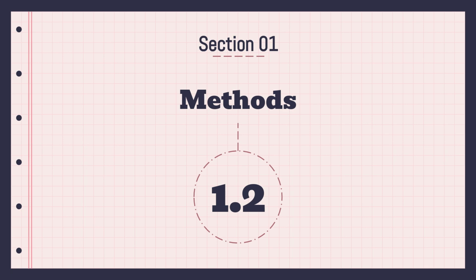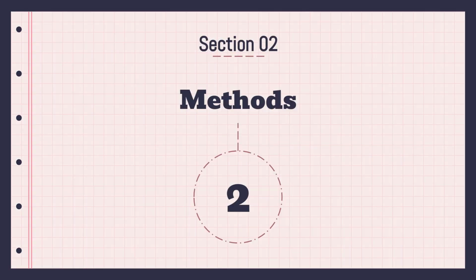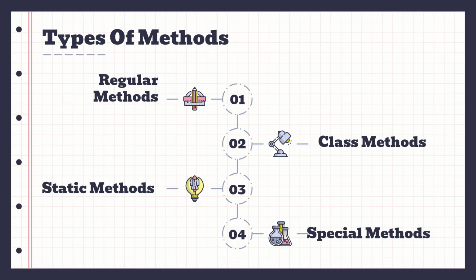So whenever you have a function within a class, we don't call it a function anymore. We call it a method. That's basically what a method is, a function within a class. But if it's within a class, we don't call it a function, we call it a method. Okay. So once we have that, let's talk about the different types of methods that we have. So we have regular methods, class methods, static methods, and special methods. Those are the main types of methods that we have.